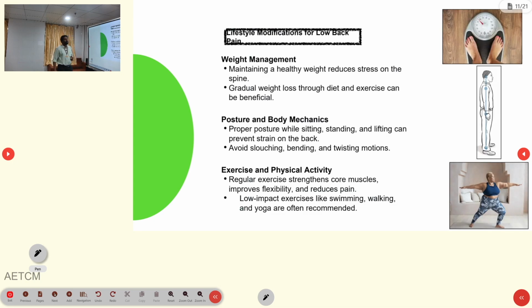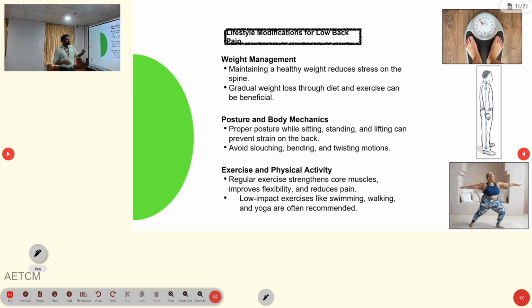And then lifestyle modification. This is particularly important in case of chronic low back pain, where we educate as well as encourage the patient to bring down their weight to an optimum BMI. So maintaining a healthy weight reduces stress on the spine, and gradual weight loss is suggested through diet as well as exercise. Then posture and body biomechanics.